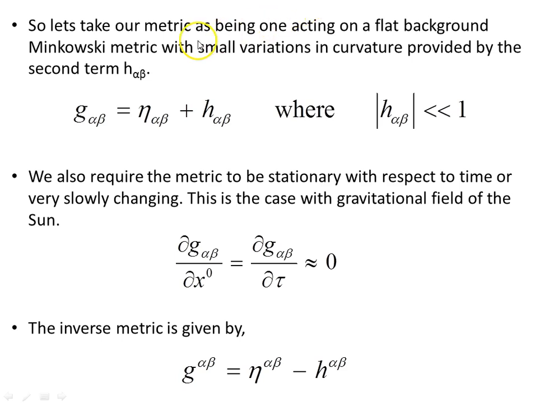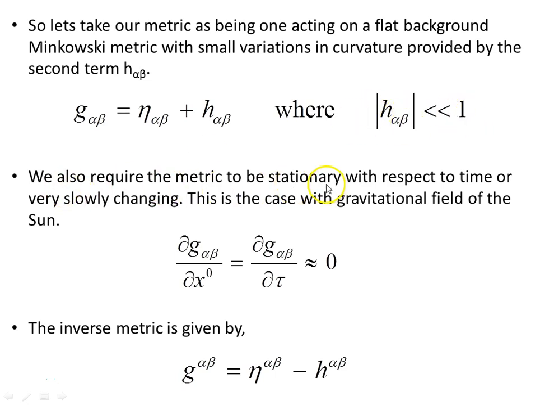Alright, so let's take our metric as being one acting on a flat background Minkowski metric with small variations in curvature provided by the second term, h alpha beta. So our metric g alpha beta will be the flat space metric of Minkowski space-time here, eta alpha beta, plus this small term added on here, where the magnitude of this term is very, very small, much less than 1.